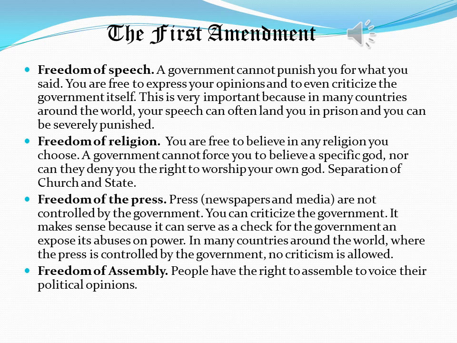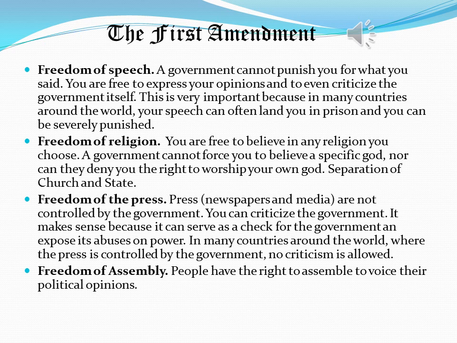This is very important in a democratic society because, in many countries around the world, your speech can often land you in prison, and you can be severely punished for it. So, it just makes you more appreciative of the freedom of speech. You have to appreciate this right that you're given in this country. So, the freedom of speech.